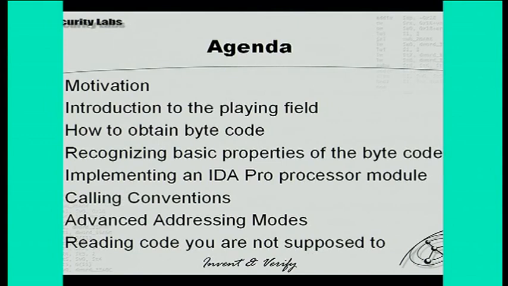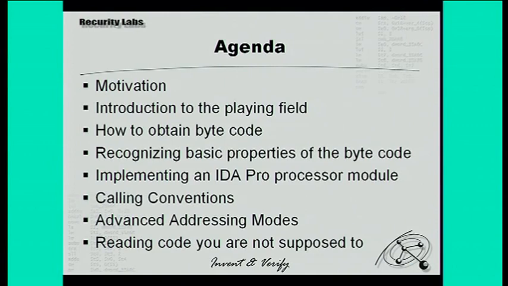So we're gonna quickly talk about the motivation behind this talk. An introduction to the field. It is not a regular CPU that you're dealing with on a daily basis. So we have to cover a little bit of groundwork. And then I'm going to talk about how we find the bytecode, how we recognize it, how we see basic properties of the bytecode, how we implement an IDA CPU module to put the disassembler into IDA. Oh, great. Thanks for fixing it. And some more advanced topics that you're going to face if you want to write a complete disassembler, and then we end up reading some code that we're not supposed to read.